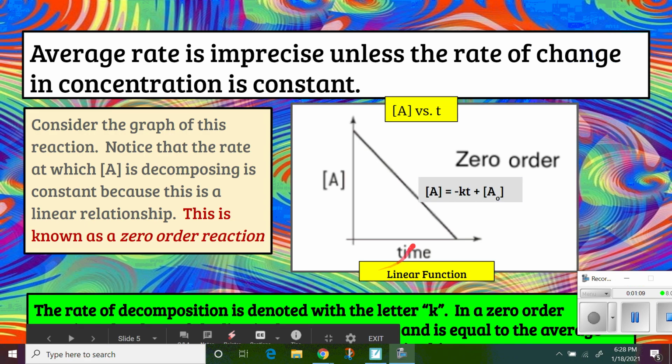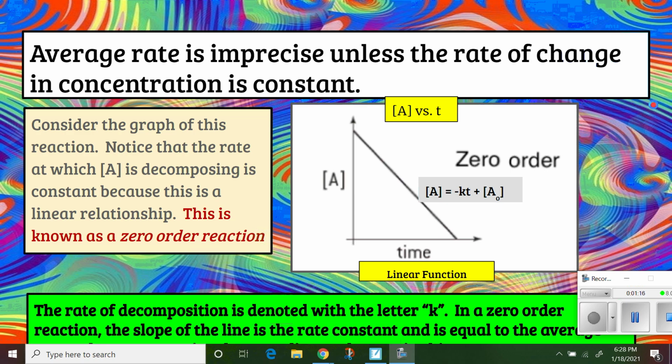Of course, here we've got a particular equation that goes along with this graph. The relationship is linear, so the change of concentration of A is going to take on the form mx plus b, but in this case it's going to be negative k times the time plus the initial concentration, which would be your y-intercept here.